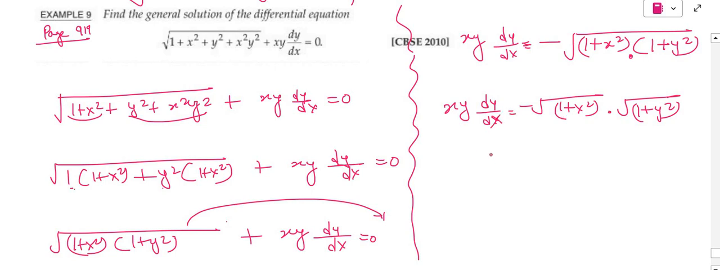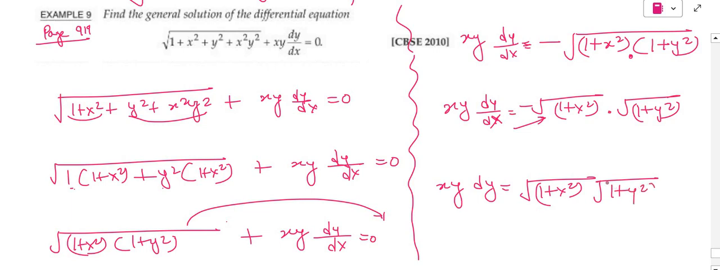Okay. Now what? We take dx to the other side, so xy dy is under root of 1 plus x square, minus is here, into 1 plus y square into dx. Correct? Okay, it's looking pretty better now. Minus is in front. Don't lose it. Don't lose this minus. Be careful. Okay, this is what we have now.